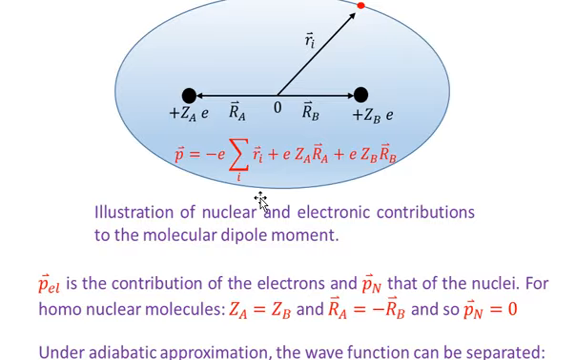Here Pel is the contribution of the electrons, and Pn is the contribution from the nuclei. For homonuclear molecules, Za is equal to Zb, and similarly Ra is equal to minus Rb. Under this condition, Pn becomes equal to 0. So for a homonuclear molecule, we don't need to take into account the nuclear dipole moment, and only the electric transition dipole will be enough in order to find the matrix elements.